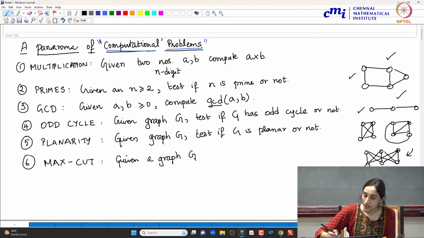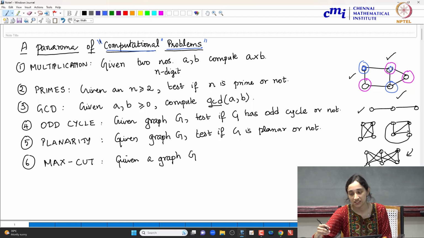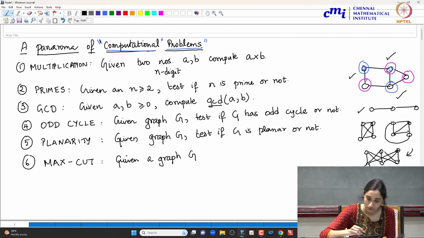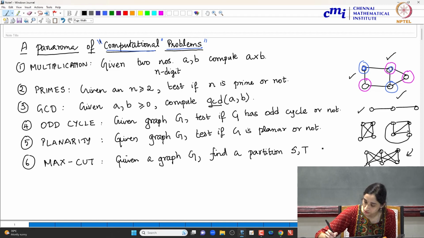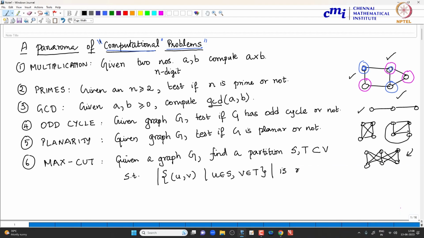What do I want to do? I want to partition these vertices into two sets. Right? Some of them may be like this, the other in a different set, such that if you look at edges with one endpoint here and the other endpoint in pink, the number of such edges should be maximized. So what do I mean by that? Right? Find a partition of the vertices, so two parts, such that if I look at the number of edges UV with U in S, V in T, right? So this cardinality is maximized.